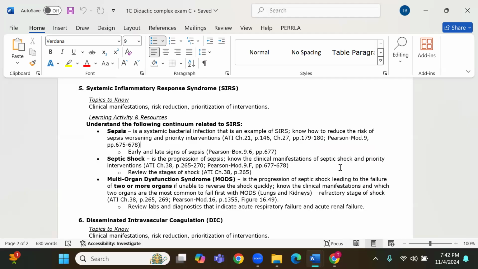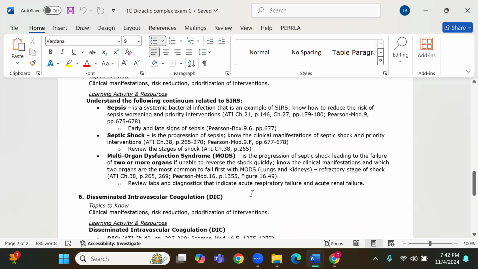And then the body tries to compensate, and that's when you might start to see it. The multiple organ dysfunction syndrome, MODS, is the progression of septic shock leading to failure of 2 or more organs. If unable to reverse the shock quickly, know the clinical manifestations and which 2 organs are the most common to fail. And right out here, it says lungs and kidneys. And then it says the refractory stage of shock. So we were not too far off the path there. There is a refractory period. So look what else it says.